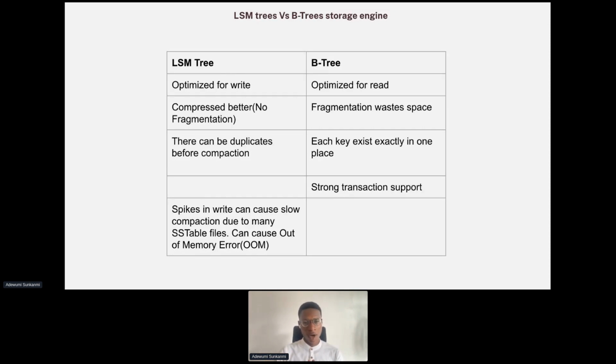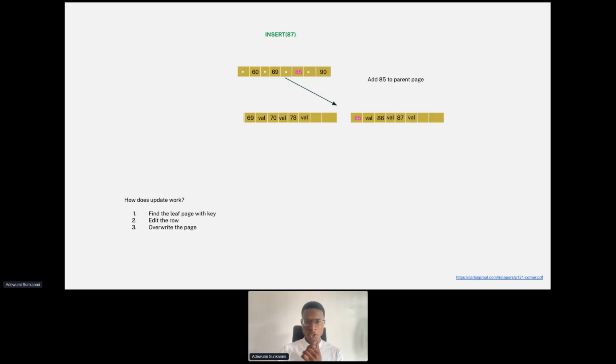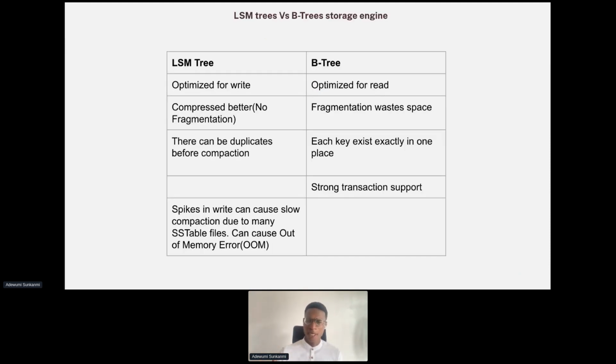And also, LSM trees compress better, with no fragmentation. For B-trees, basically, there is fragmentation, which wastes space. So what does fragmentation mean, right? If you remember when we split this leaf page here, you discover that we have these two empty spaces that we are not using, right? If no one writes to this page for the next 10 years, these particular spaces would be empty, right? That is a waste, right? So that is why fragmentation in B-tree is another issue you might want to look into.